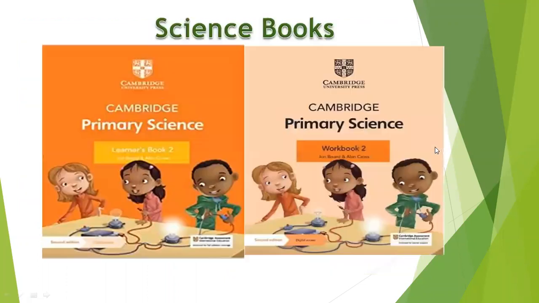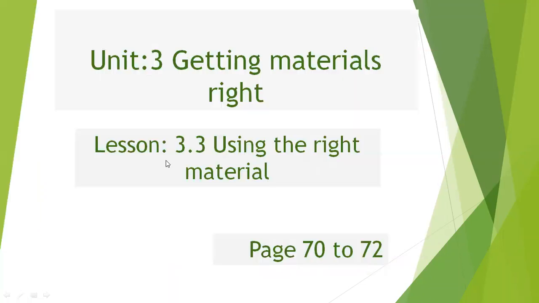Today in science we are going to start with our science learners book. Unit 3, Getting Materials Right. We are in lesson 3.3, Using the Right Material. That is on pages 70 to 72.